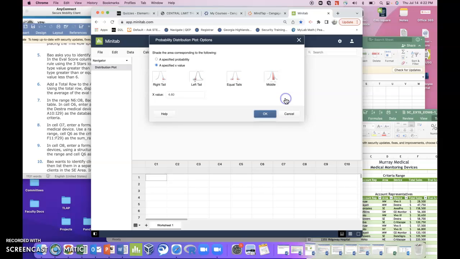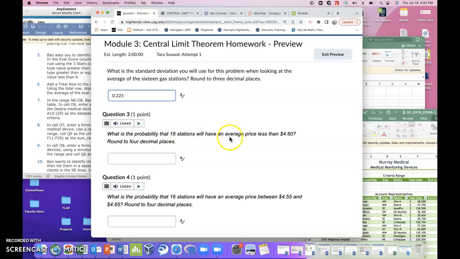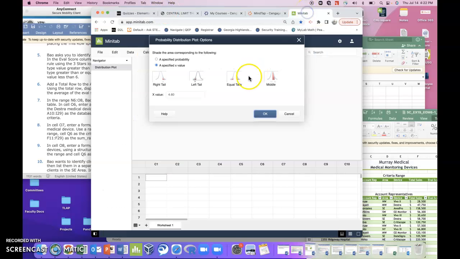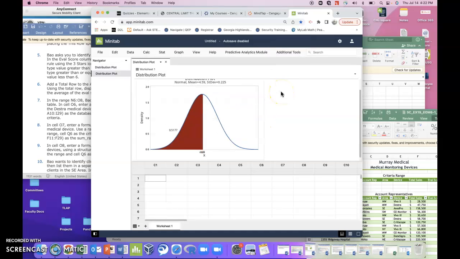Then I'm going to go into options, and for the very first thing that we're asked to do in this scenario, it says, what's the probability that the 16 stations will have an average price less than $4.60? So I chose to do a left-tailed distribution for everything that's less than this specific x value, 4.60. Then I clicked OK, click OK again, and now I have my distribution plot.